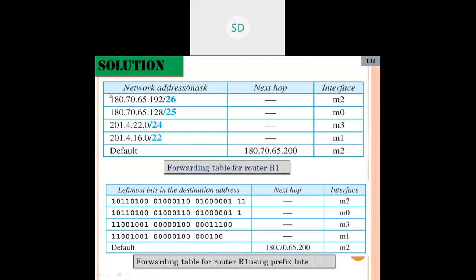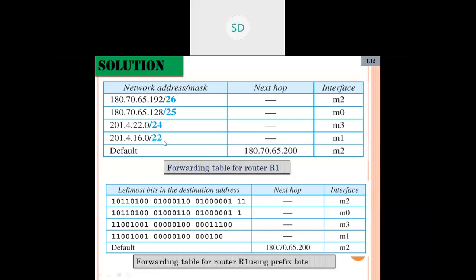Okay, similarly for the next one, the mask is given as 25. It means that from the leftmost bit, from the MSB, you have to consider 25 bits. Next is the mask of 24. It means that from the MSB you have to consider 24 bits. You convert everything to binary and, from the MSB, consider 24 bits.